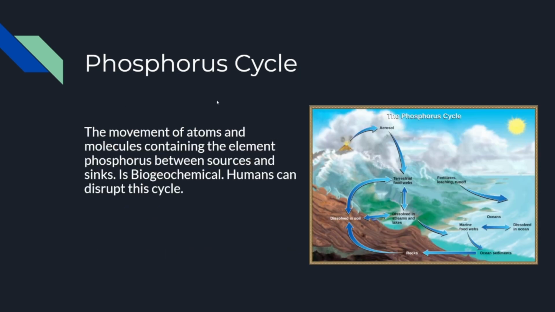So, next up is the phosphorus cycle. So, it can come from a volcano, as you see in this picture, or just sunlight and stuff like that. So, it's the movement of atoms and molecules containing the element phosphorus between sources and sinks, and it's also biogeochemical, and humans can disrupt this cycle. So, of course, we see ocean sediments, it goes into rocks, dissolved in soil, terrestrial food webs, and you can see a cycle here, they can go out of the cycle, and it's a big, complicated cycle.